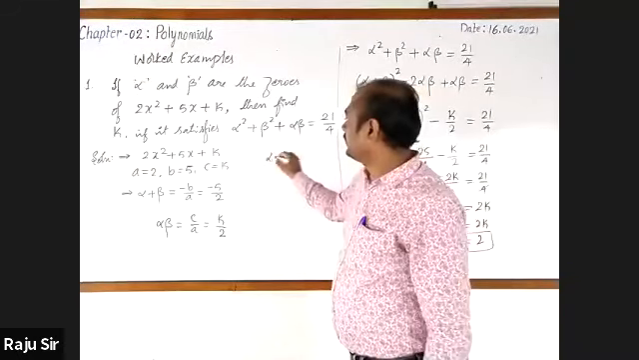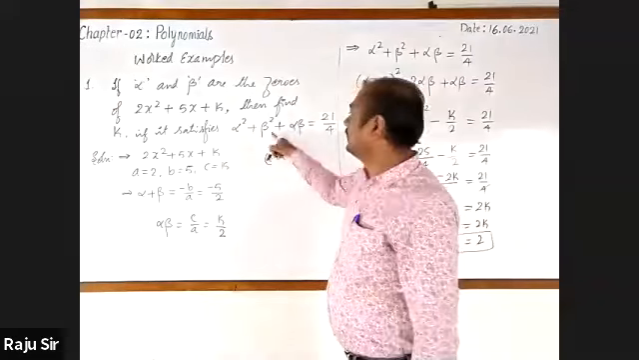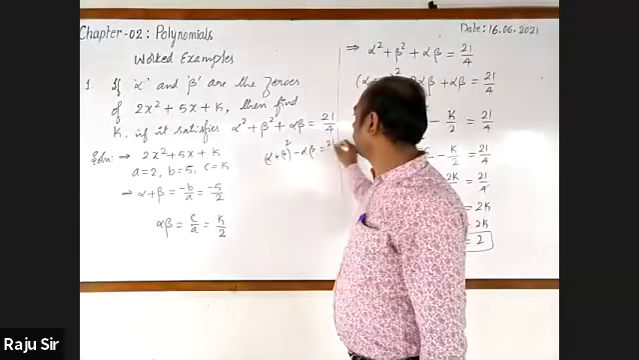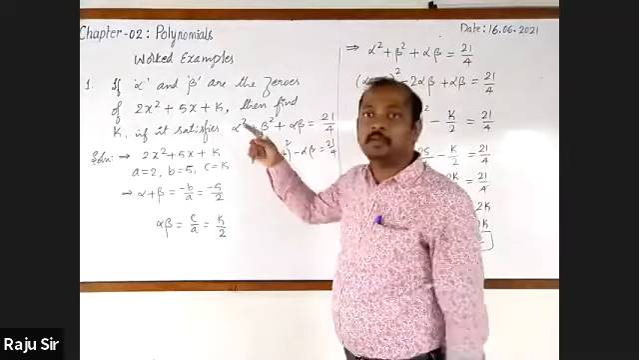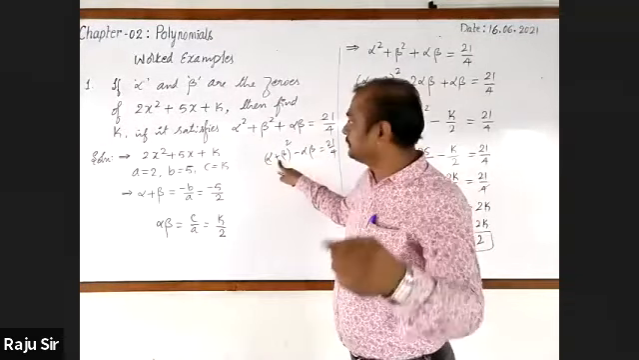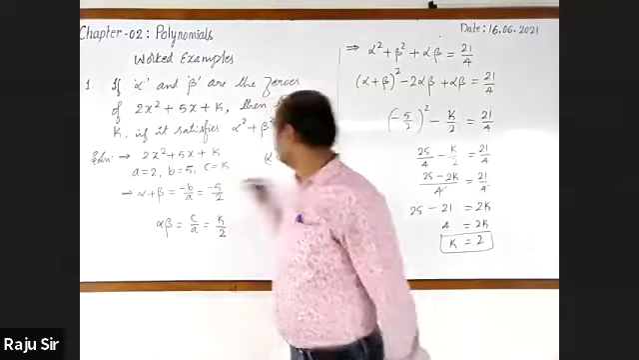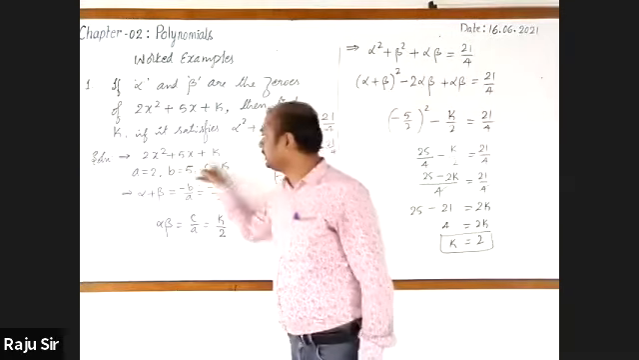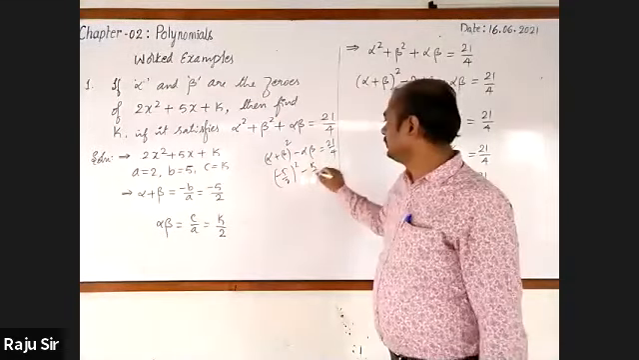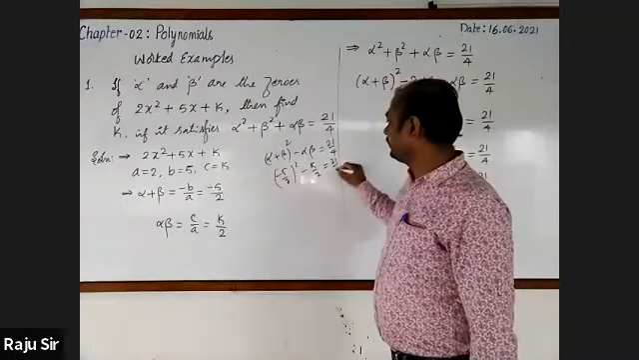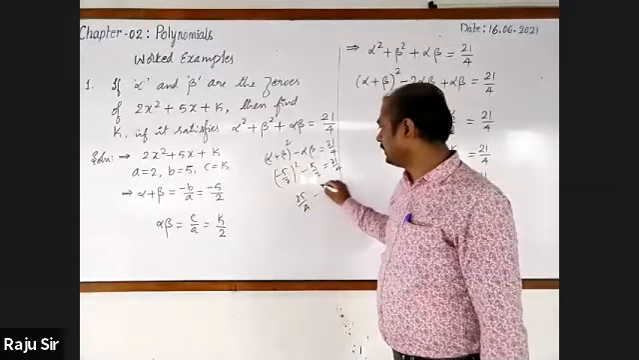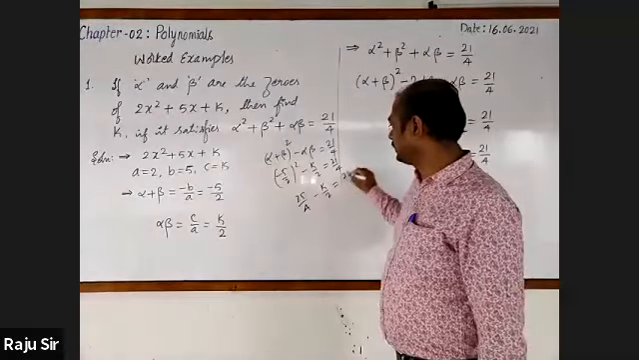It is alpha plus beta whole square minus 2 alpha beta plus alpha beta, which is minus alpha beta, equal to 21 by 4. Then alpha plus beta is minus b by a, so minus 5 by 2, minus 5 by 2 whole square. Alpha into beta is c by a, k by 2. It is equal to 21 by 4. Then 25 by 4 minus k by 2 is equal to 21 by 4.